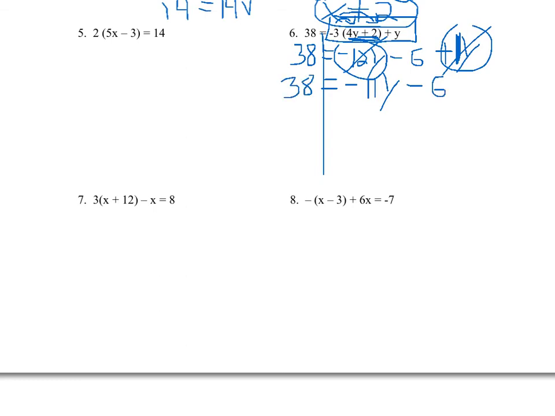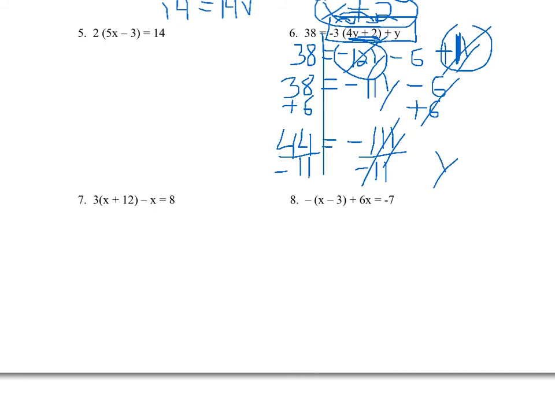And then again, at this point, you should be able to recognize you have 2 steps left. So I'm focusing all my attention on this right side. I have to add 6 to each side. That cancels. Add 6. So 38 plus 6 is 44 equals negative 11y. Since it's negative 11 times y, I divide both sides by negative 11. That cancels. Divide this by negative 11. And when we do that, 44 divided by negative 11 gives us negative 4.